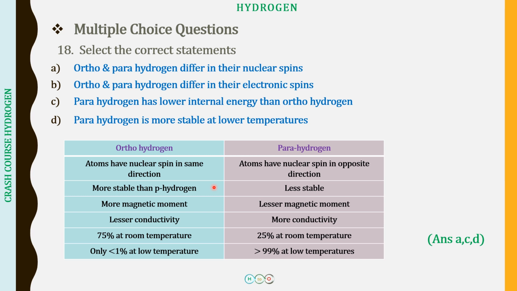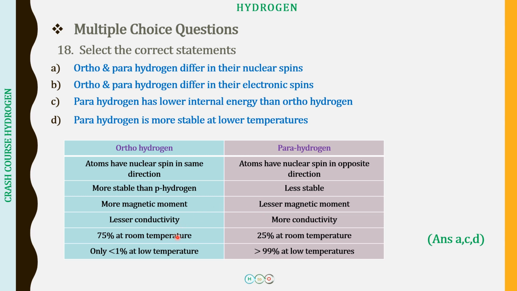As we increase the temperature up to room temperature, we see that orthohydrogen is going to be more stable. And as we keep increasing the temperature, the stability of orthohydrogen remains more than that of parahydrogen. And because the nuclear spin of the protons is in the same direction, orthohydrogen has more magnetic moment as compared to parahydrogen. Orthohydrogen has less conductivity as compared to parahydrogen.